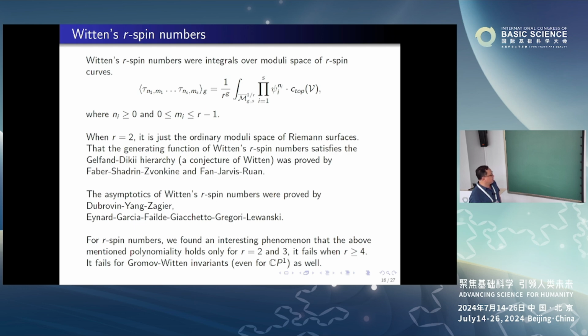So actually, for r-spin numbers, we also noticed that this polynomial property we proved for the generating series holds only for r equal to 2 and 3. For r bigger or equal to 4, it fails. That means it also fails for Gromov-Witten invariants, even for CP^1 as well. So the polynomial property is very rare in this subject.